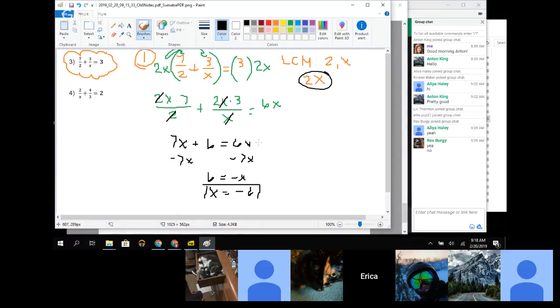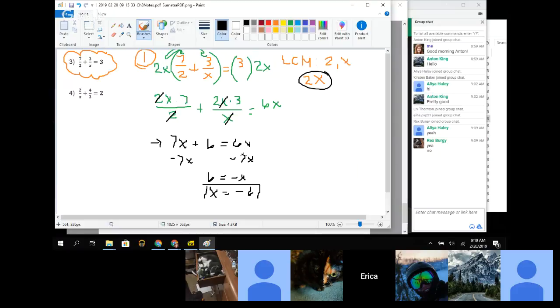Did that make sense to each other? So by multiplying by the least common multiple, I'm able to make my denominators basically disappear. I get rid of my denominators and I get a nice equation that's pretty easy to solve. So this least common multiple gets rid of your denominators and gives you a nice equation.